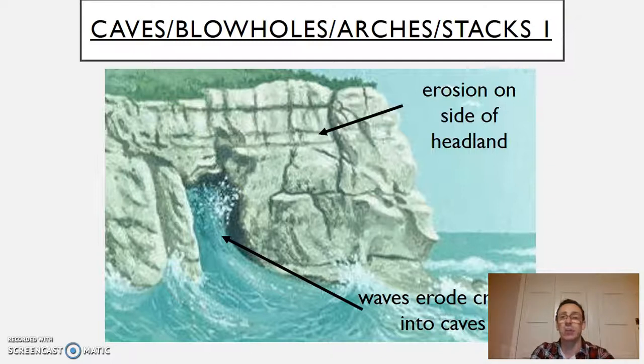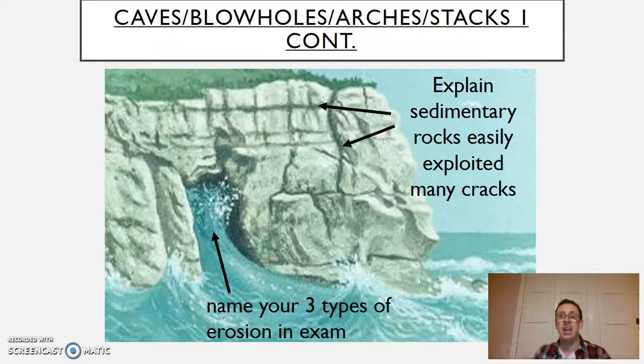So we could have cracks, we could have fissures, whatever. The point is that it's going to be getting eroded. And again, we're going to be talking about our different types of erosion. We're going to be talking about, let's say, hydraulic action, corrosion, attrition. So this is going to keep happening.